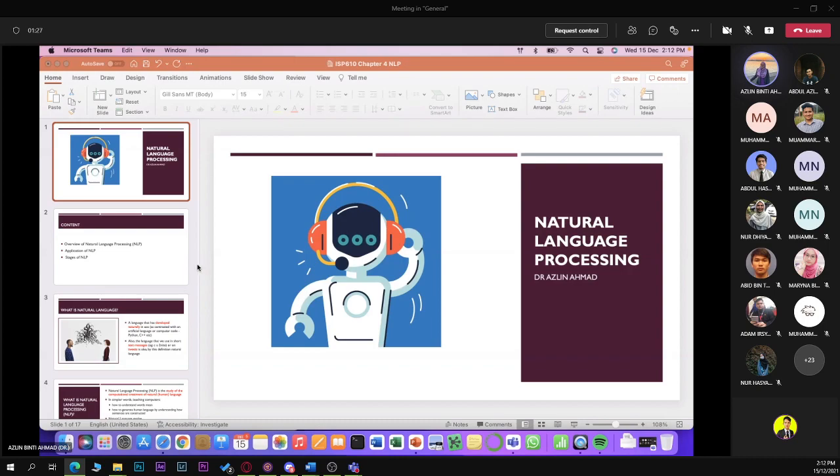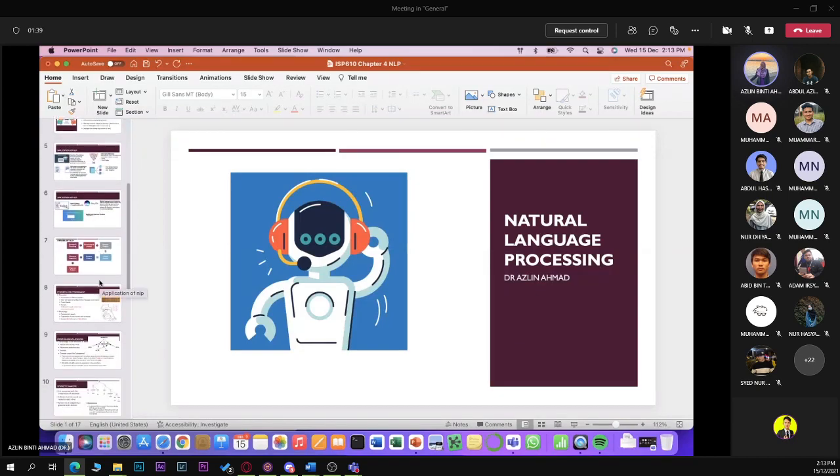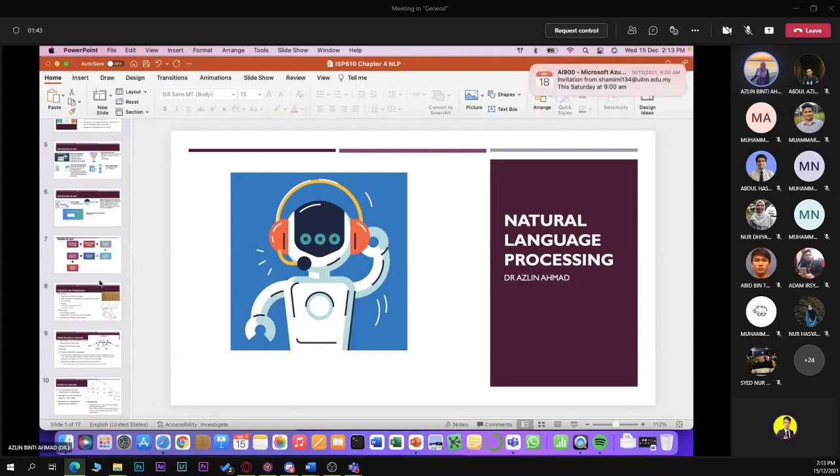Kita akan tengok what is NLP and then we will do some exercises on NLP and you will learn how to construct the syntax tree lah. So this is one of the final exam questions.